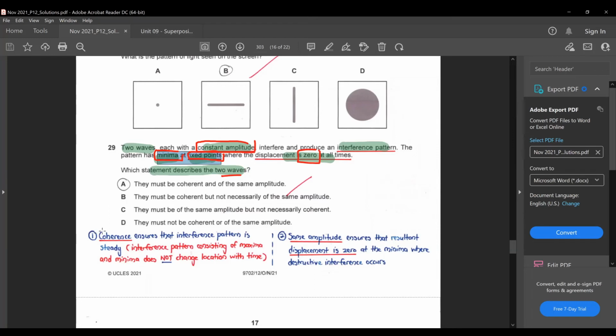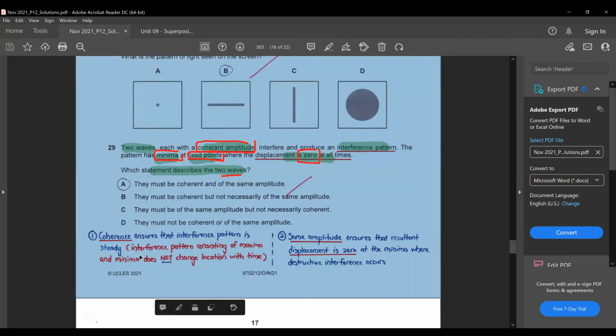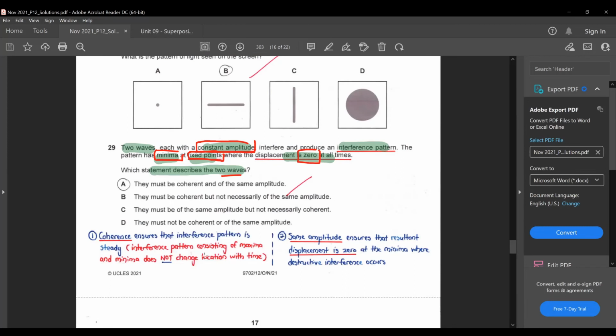So this one already tells you they must be coherent. The sources, the waves must be coherent. Coherent ensures that the interference pattern is steady. Meaning to say, your pattern consisting of maxima and minima does not change location with time. It remains fixed. Okay? And then after that, they tell you that the displacement is zero.